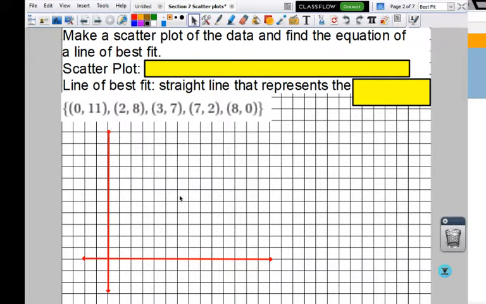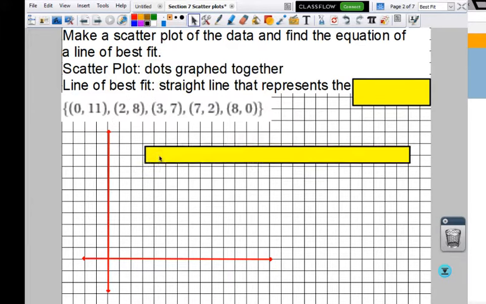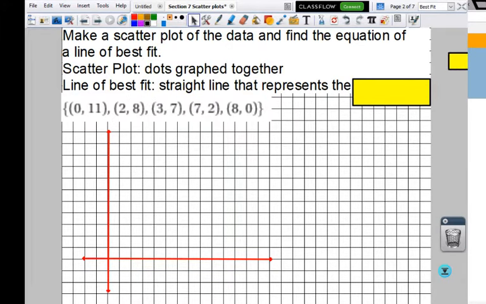Okay, so we're going to make a scatter plot, and we're going to find the equation of a line of best fit. A scatter plot is just a bunch of dots graphed together. That's all a scatter plot is. So if you look down here, we have 0, 11, 2, 8, 3, 7, 7, 2, 8, 0. We're going to make a scatter plot of this, and each one of these is going to be a dot. We can put a dot at 0, 11, 2, 8, 3, 7, and we're going to go through it here in a minute. Actually, you know what? Let's do it right now.